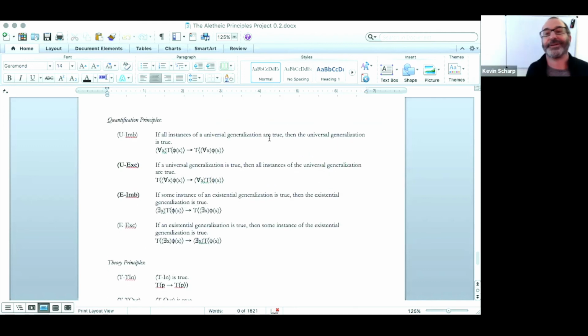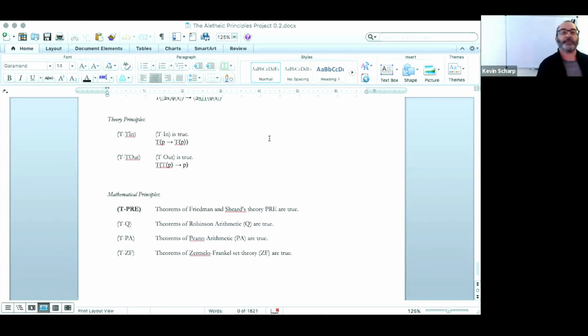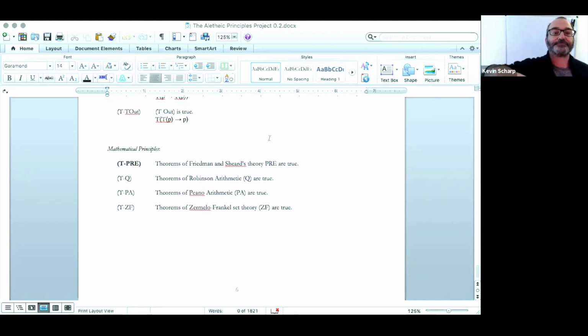Quantification principles, these are the ones that are the trickiest to translate into English, and there's really not a good way to translate these into any kind of English that anyone's really going to understand if you utter these sentences. That's one of the tricky aspects to the project. Theory principles: if one of these principles is on the list, then the claim that the principle is true should also be on the list.